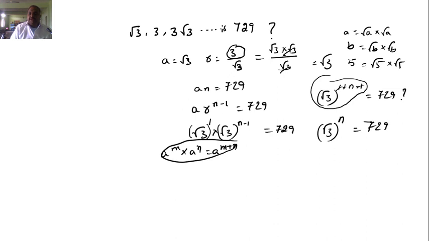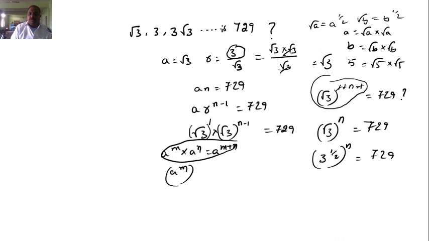Root 3 means 3 power 1 by 2, whole to the power of n. In root a also, a power 1 by 2; root b also, b power 1 by 2. So root 3 means 3 power 1 by 2, whole to the power of n is equal to 729. A power m whole to the power of n is equal to a to the power of mn. This is also a law of indices. So 3 power 1 by 2 into n is n by 2, equal to 729.